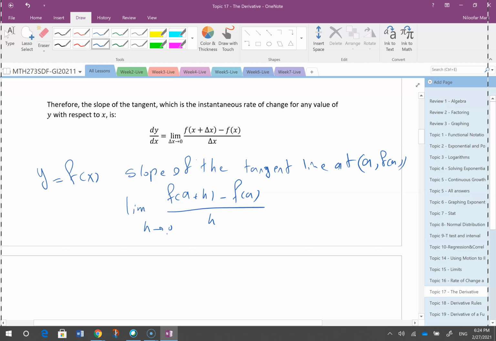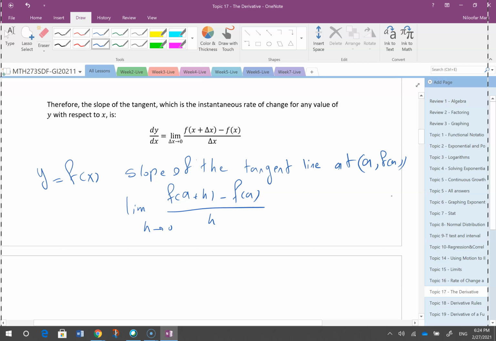That's two points approaching each other. So the two points are close to each other, going closer and closer. I start from a plus h, which is a very close point to a, and then I go close to a. So this is the slope of the tangent line at this point. Maybe I can write it this way, which will be more readable. So we talked about this.